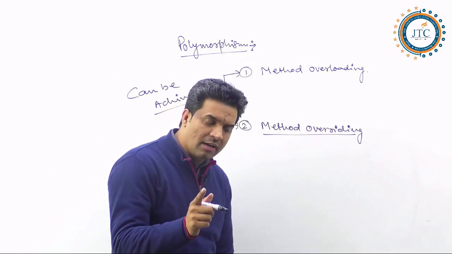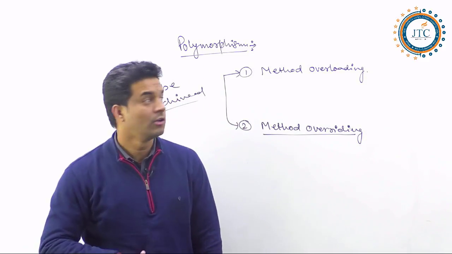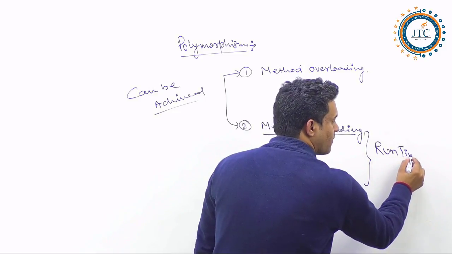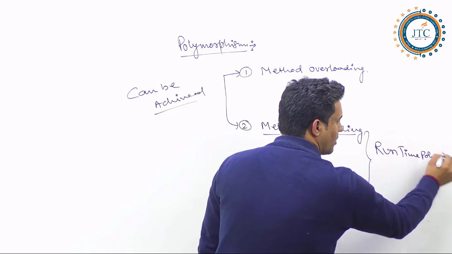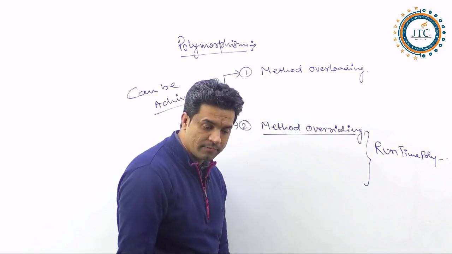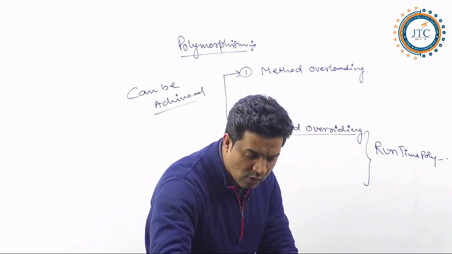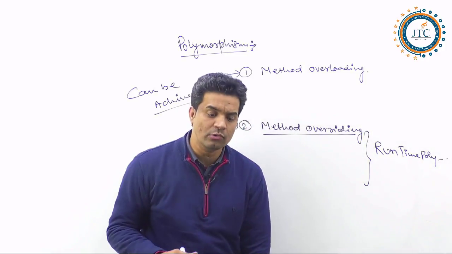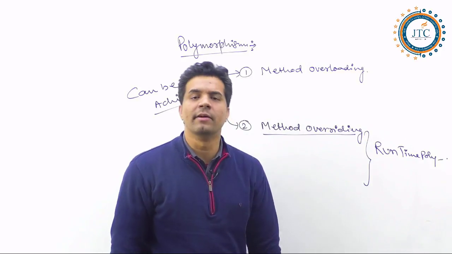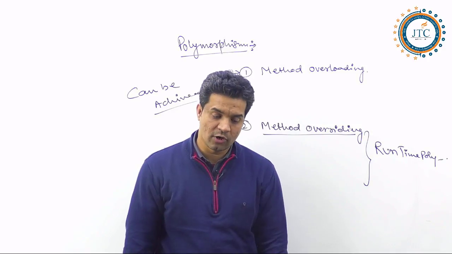But just by doing method overriding, we will not be able to achieve the second type of polymorphism, which in general we call runtime polymorphism. So in that case, what do we need here? This is the biggest confusion for all of you: just by method overriding, at any point of time you won't be able to achieve runtime polymorphism.